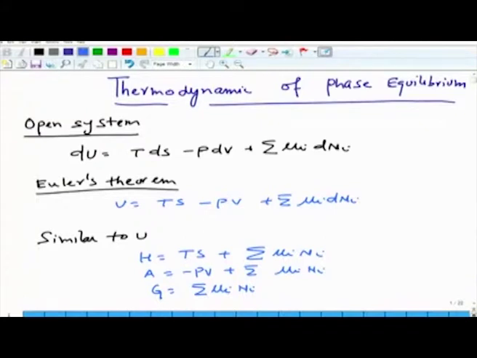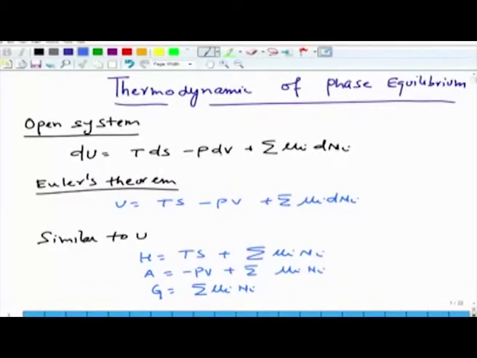Today's lecture we are going to start a new topic, basically thermodynamics of phase equilibria. That itself is a topic. So, we will summarize what we have gone through in the last few lectures. We have discussed that for an open system the differential form of U can be written as TdS minus PdV plus summation of mu i dn i. So, this is for an equilibrium system.